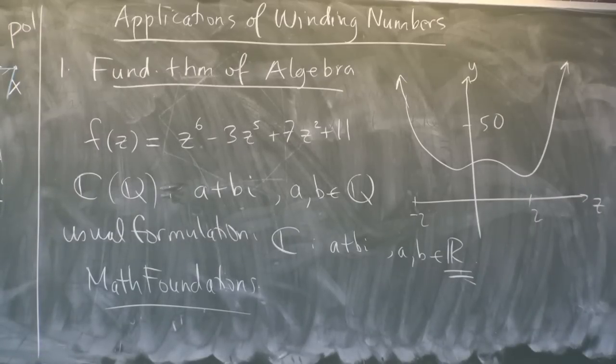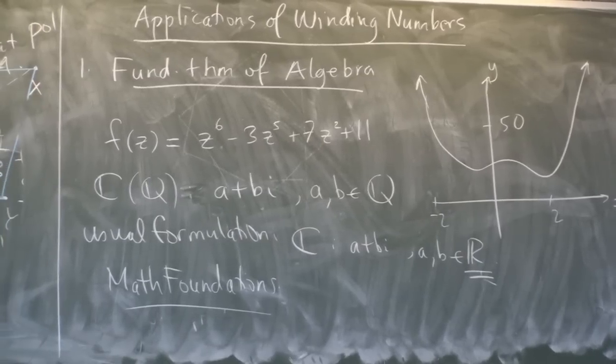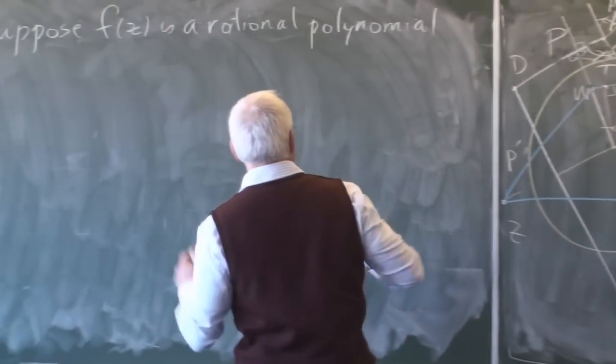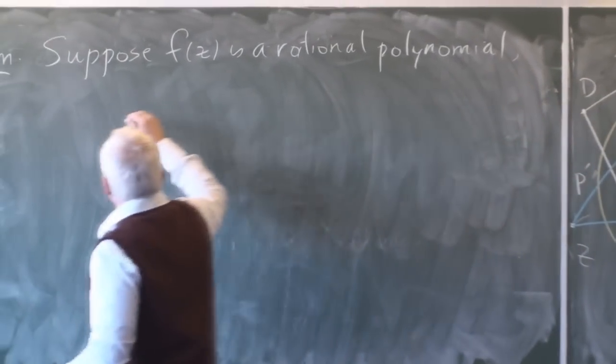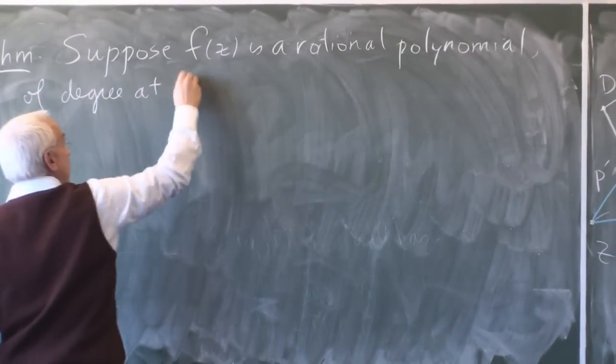So here is a statement, theorem. Suppose that f of z is a rational polynomial. That means its coefficients are rational numbers, of degree at least 1.